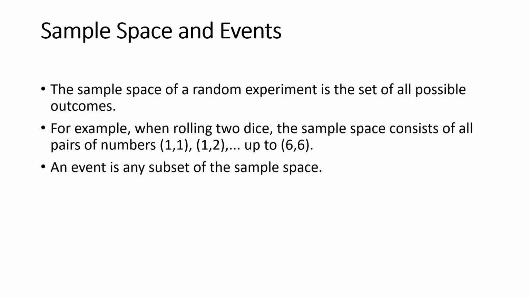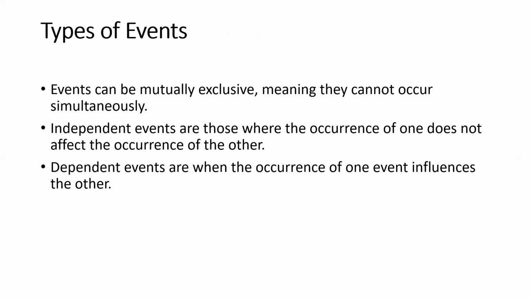The sample space of a random experiment is the set of all possible outcomes. For example, when you are rolling two dice, you can have 1 and 1 coming, 1 and 2 coming, that is 1 on the first die and 2 on the second die. So 1 on the first die, 3 on the second die; 1 on the first die, 4 on the second die; and 2,1, 2,2, 2,3, up to 6,6. So 6 multiplied by 6, there can be 36 combinations of the dice. That becomes the sample space.